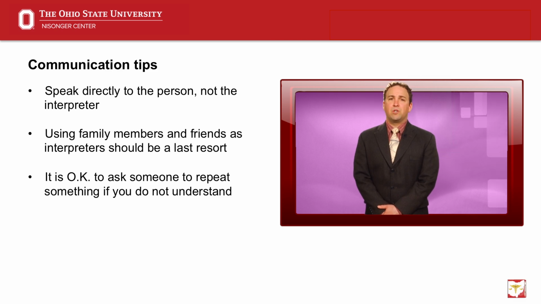However, family members or friends should be used to help translate only as a last resort in an emergency situation. Using loved ones to interpret can be problematic because critical information may be lost in translation, or the family member may not understand your instructions or the terminology you are using. If you are unable to understand someone with a speech impairment, it is okay to say, "I don't understand. Please repeat that," or "Can you say it in another way?"